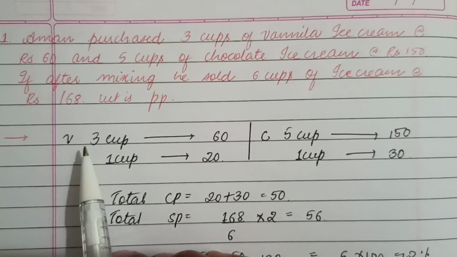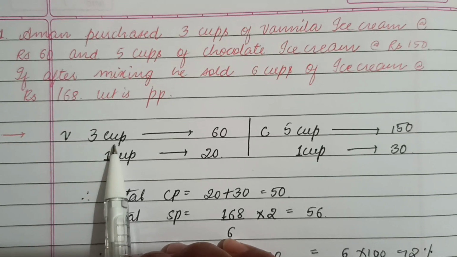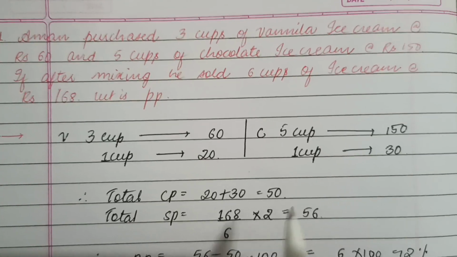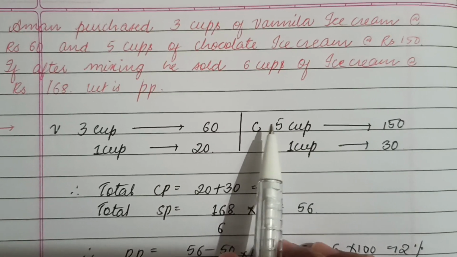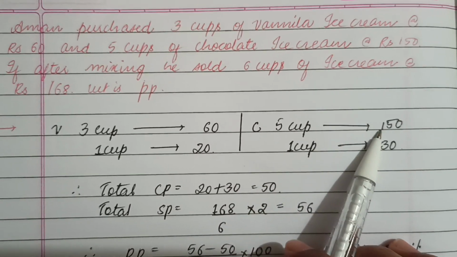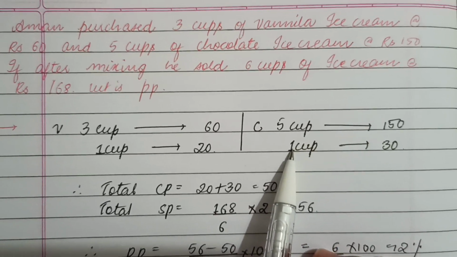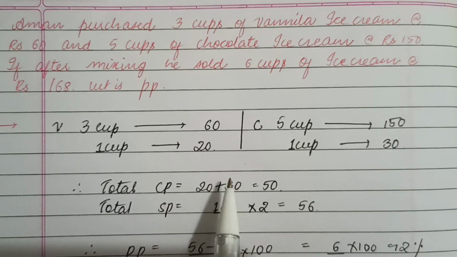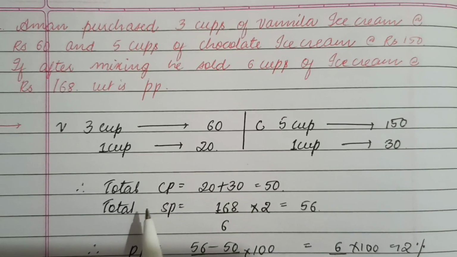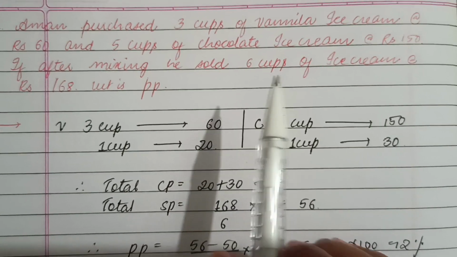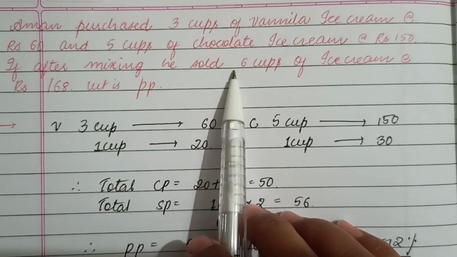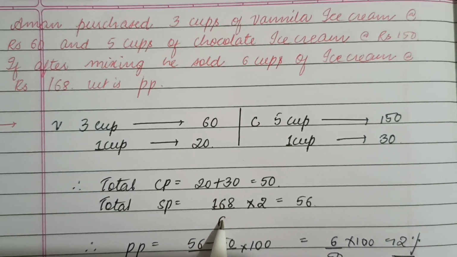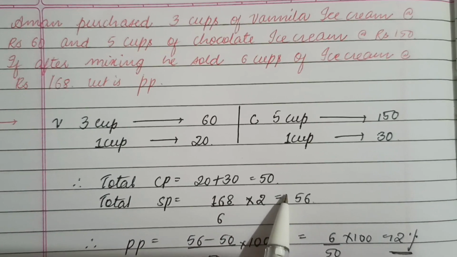you can see, first he bought 3 cups of vanilla ice cream for rupees 60. Therefore per cup the rate will be 20 rupees. Again he bought 5 cups of chocolate ice cream for 150 rupees, and the per cup price will be 30. Therefore the total cost price will be 20 plus 30, that is equal to 50. And the total SP: since they have mentioned that he sold 6 cups of ice cream at rupees 168, therefore 168 divided by 6 cups into 2, that is equal to 56.